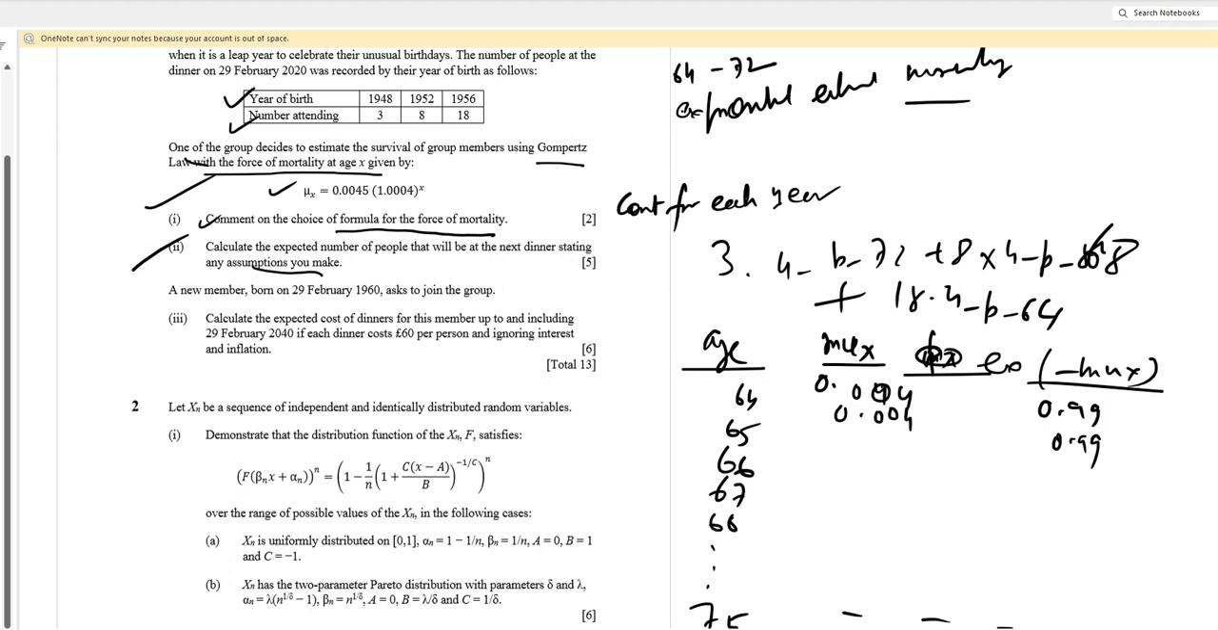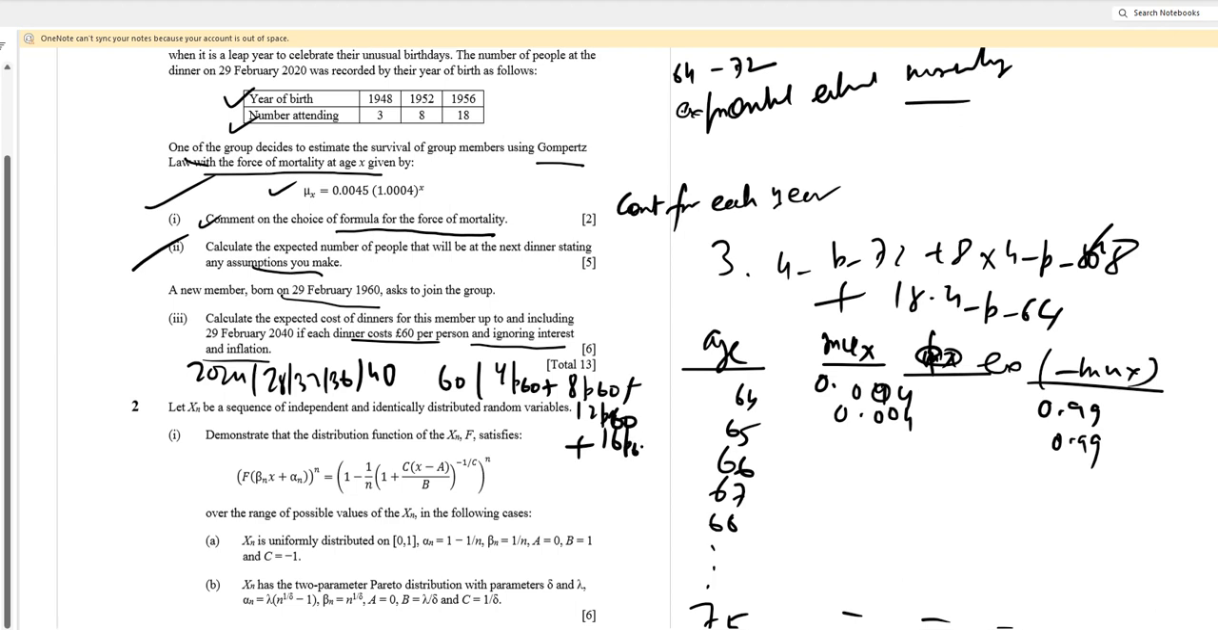Now a new member is there, expected dinners of this, with the 29th February 1960 person joining the group, including this, the dinners at 60, ignoring interest and inflation. So the new member of 60 in 1920. So the dinners are in 2024, 2028, 2032, 2036, 2040. So therefore the expected cost is 60 into... okay, so you can again calculate and do it just like the question before, and that's the end of the first question.